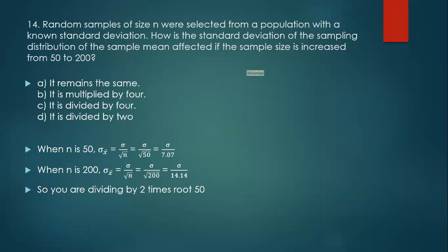All right, no problem. I'll repeat it again. So first we have to look at the question. It says that a random sample of size n was selected from a population with a known standard deviation. So we know the standard deviation. How is the standard deviation of the sampling distribution affected if the sample size is increased from 50 to 200? So they're asking, how is this affected?